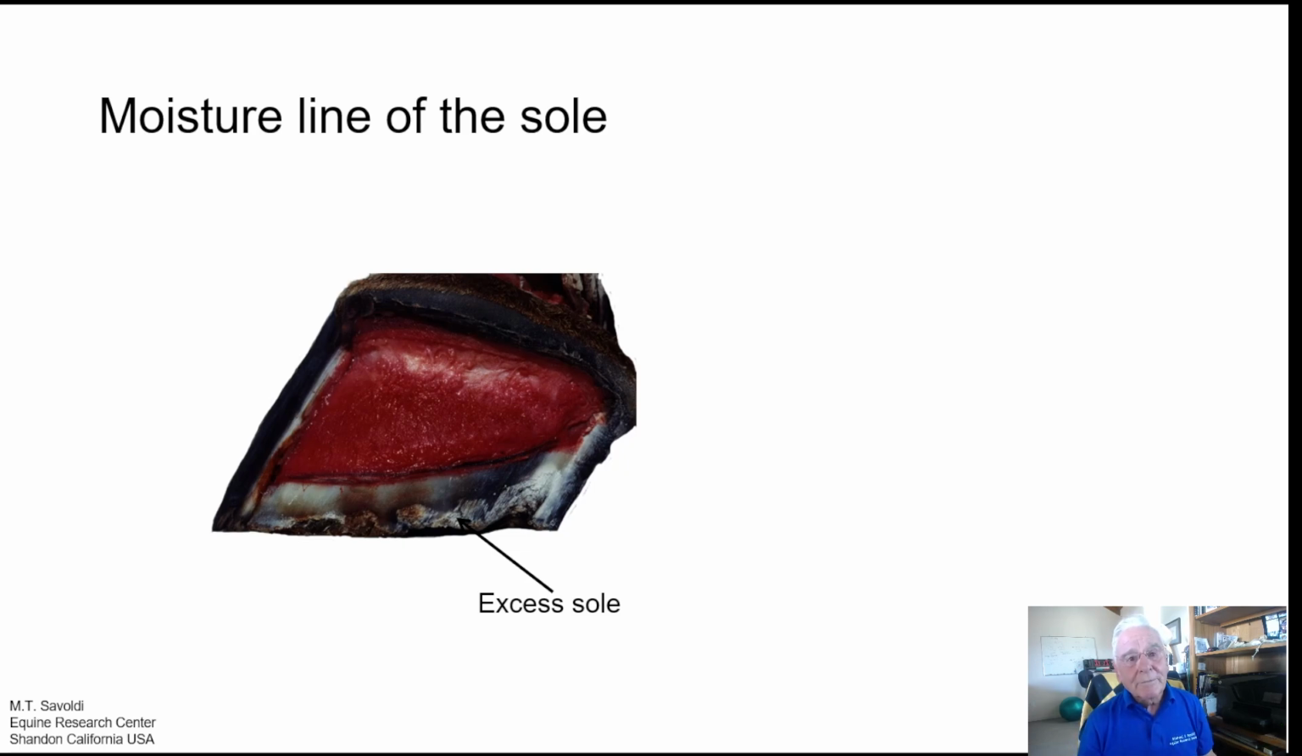When a horse sloughs its sole, it will slough it at the moisture line, because that's where the moisture content of the sole is becoming very weak. It does not have a strong bond to it any longer.